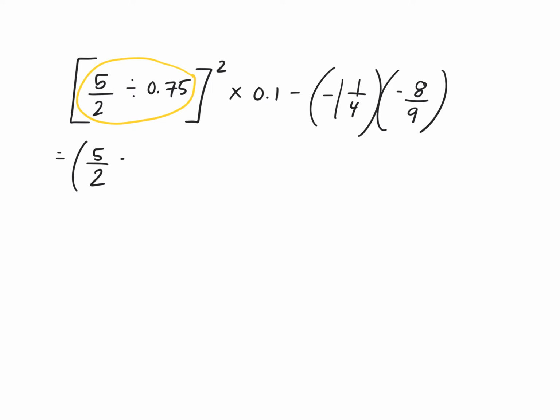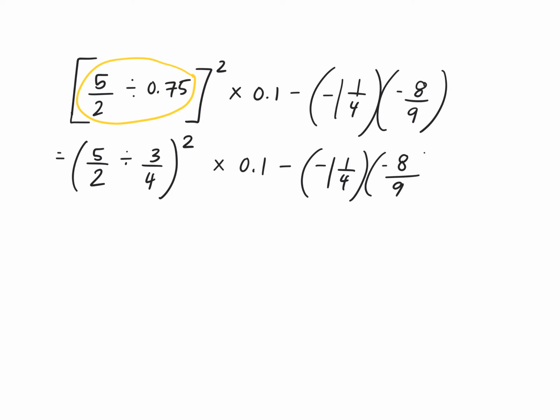Good, so we have 5 over 2 divided by 3 over 4. Once we simplify that, all of that is going to be to the power of 2. Yep. And we're leaving the rest of it right now, so we're just going to rewrite it. Okay. And now we're going to divide fractions. So how do we divide two fractions? How do we divide fractions?